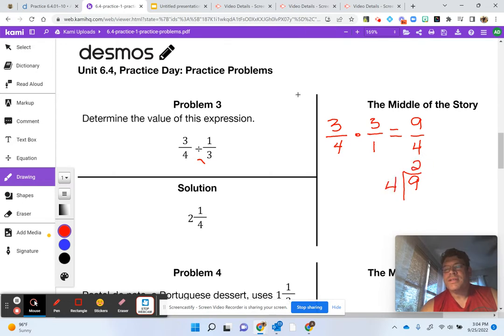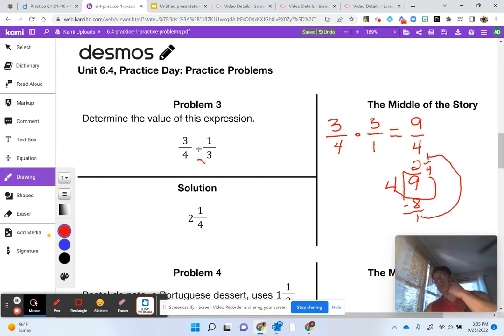4 goes into 9 twice. And that gives us an 8. And 1 left over. 1, and we're looking for 4s. So 2 full times, 4 went into 9. We're looking for 4s. It goes right there. We have 1 left over. It goes right there. But my question to them is, why does this work?